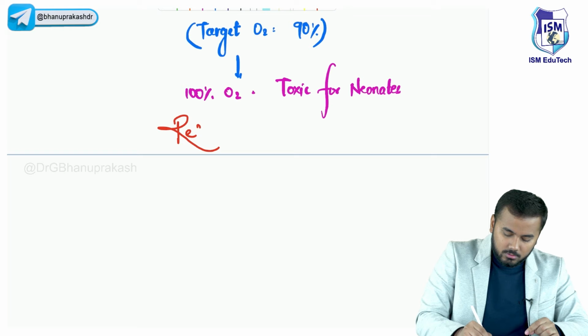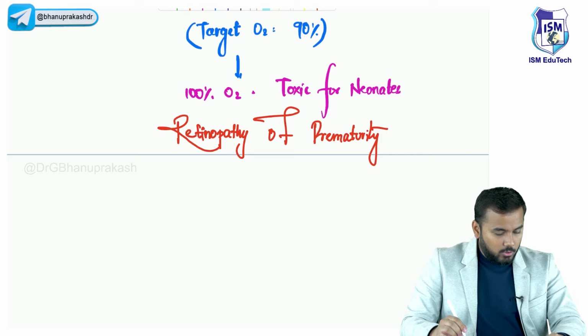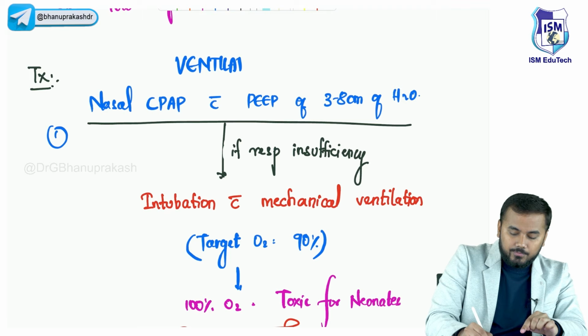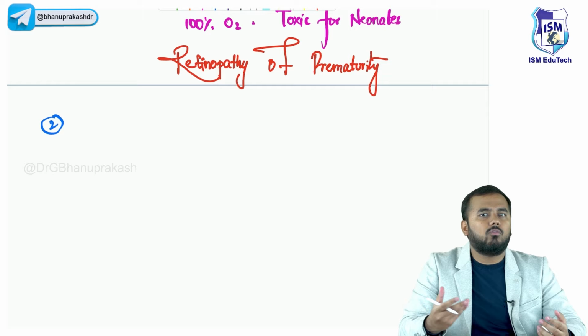It would lead to retinopathy of prematurity. So I hope all of you understood this. Okay? So this is the first important thing. What we do is ventilation. This is all ventilation, okay? Now after this ventilation, the second important thing we do is that we try to synthesize that surfactant. Okay? To synthesize surfactant, what do you need? Cortisol, that is the steroids.